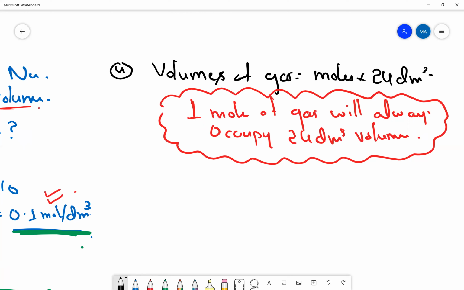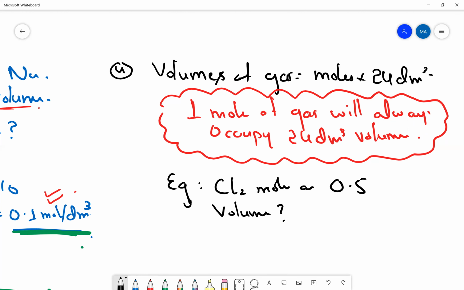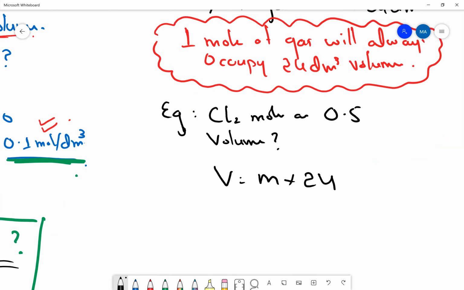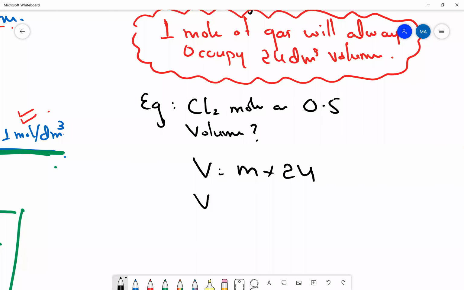Okay. So for example, an example question could be that chlorine's moles are 0.5, and you're asked to find chlorine's volume. So what you're going to do is use this formula. Volume is equal to moles times 24 dm cube. Moles are 0.5. 24 times 0.5 is 12. So volume is 12 dm cube.